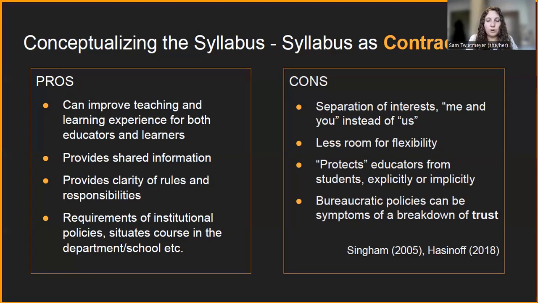So one thing that we want to keep note of is that there are good reasons to think about the contract or the syllabus as a contract. It can improve the teaching and learning experience for educators and learners by providing them a shared understanding of the course content and the course direction. The shared information piece is really important in terms of preventing potential conflicts of understanding that can lead to confusion and impair the delivery of the course. It provides clarity of rules and the responsibilities, both of the students and the instructor, to the course, to each other, and to fellow students in the class.